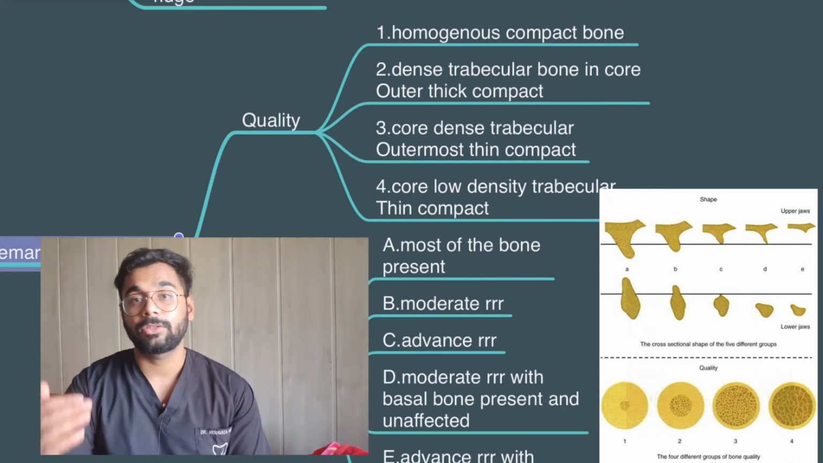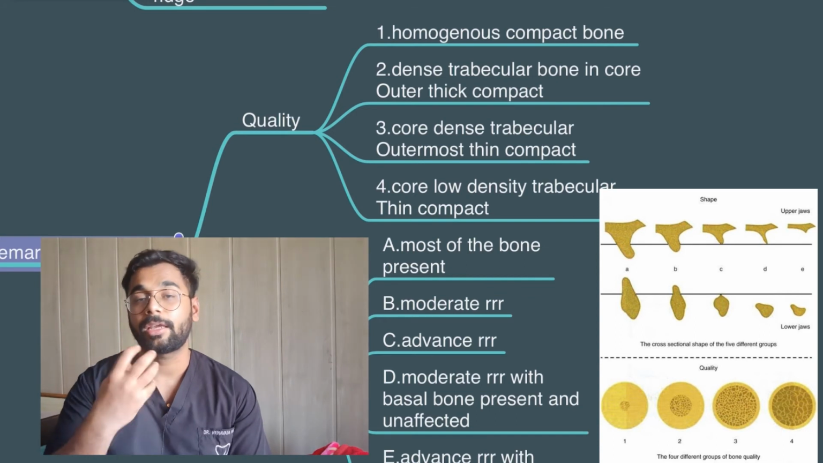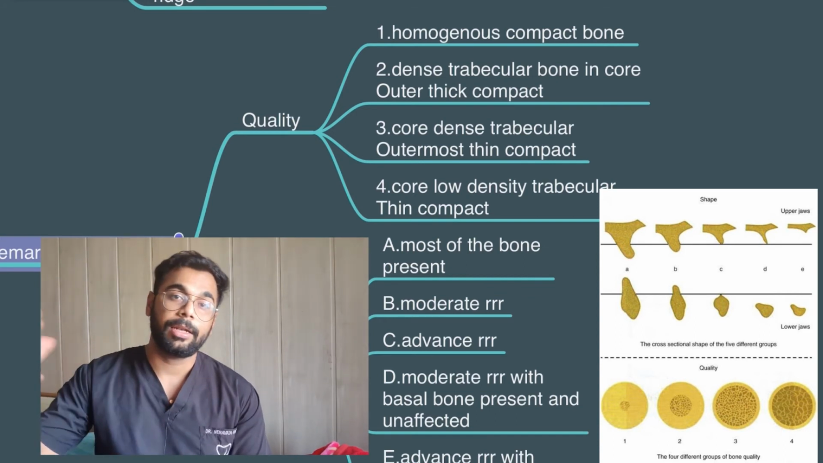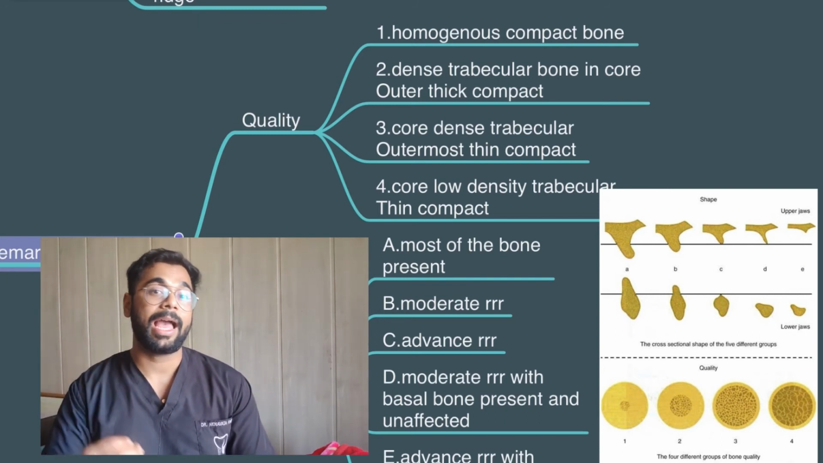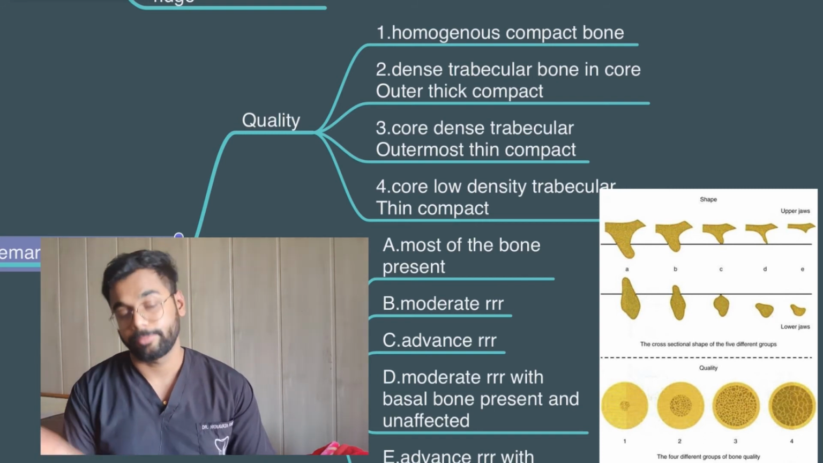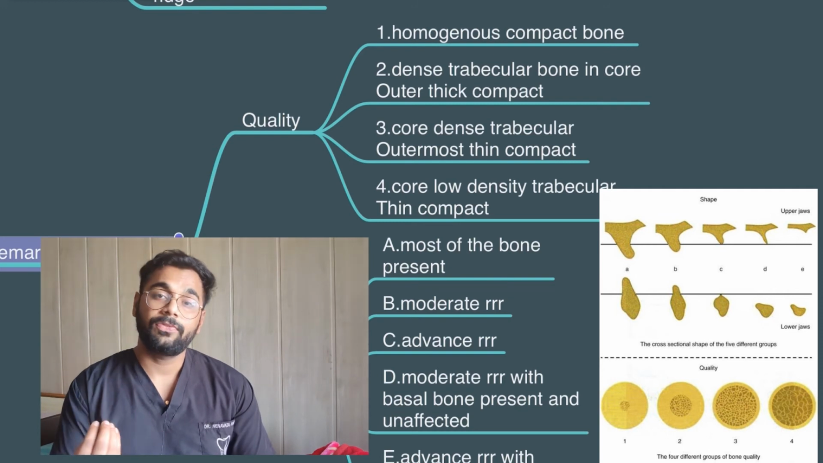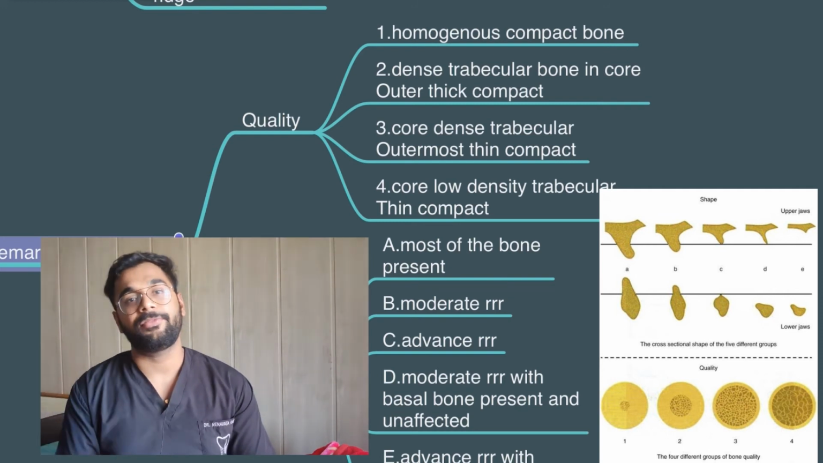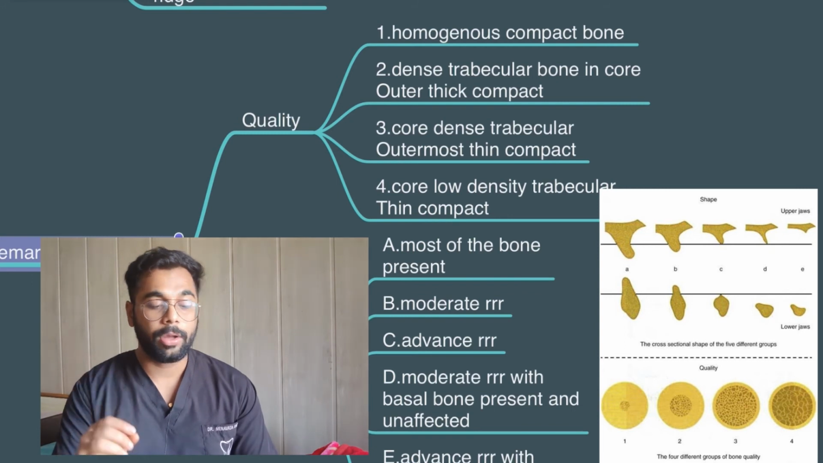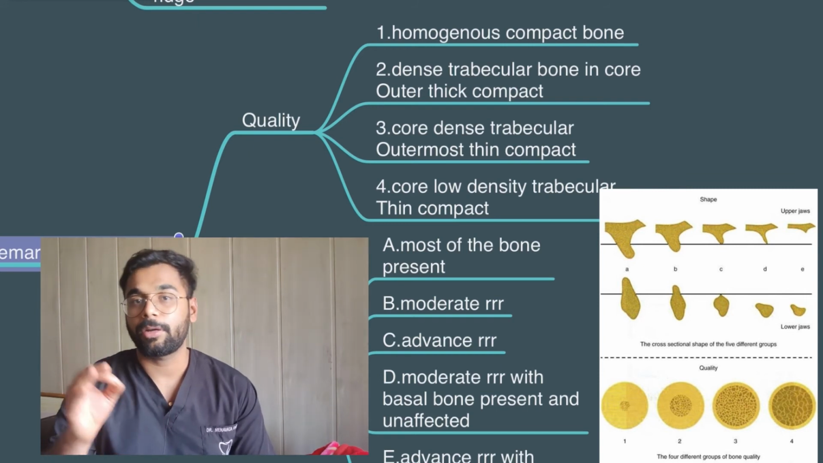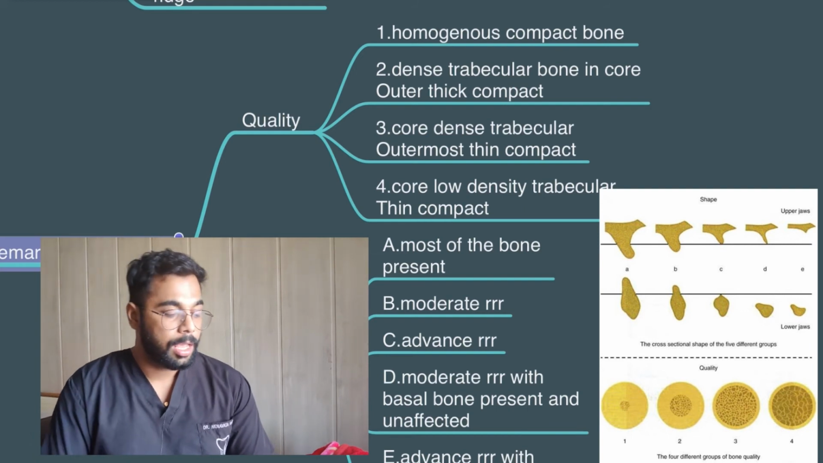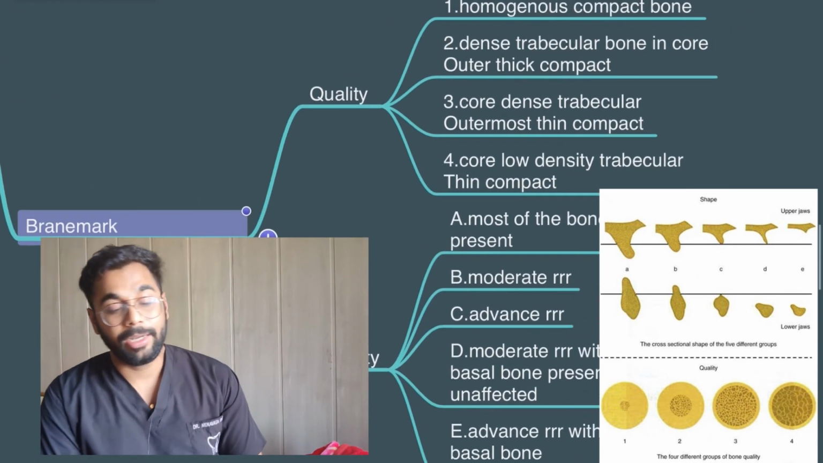So see, now in class 2 and 3, the difference is, you have a thick core, the same core, but the outer layer, the periphery, has diminishing quality. In class 2 we have a very thick compact bone, but in class 3 we have a thin compact bone. Yeah. Now class 4, both the core and the periphery are affected. How they have mentioned is, low density trabecular bone is found in the core and thin compact bone is found in the periphery.